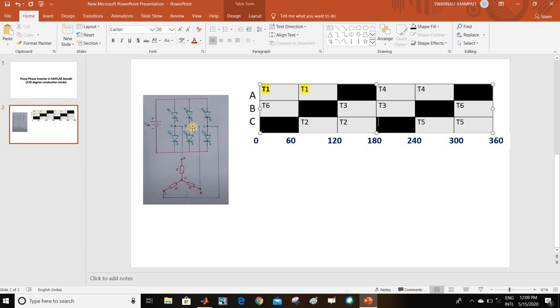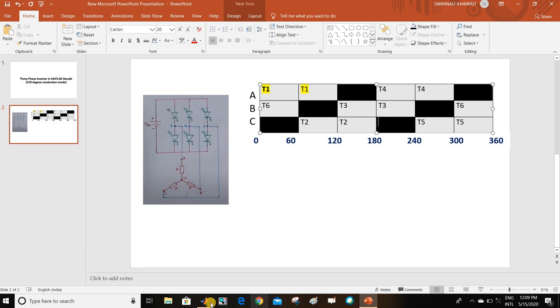So same thing, minus VDC into the impedance of the branch across which we want to measure the voltage. So minus VDC into Z by total impedance of the circuit, that means Z plus Z. So minus VDC into Z by 2Z. So it will become minus VDC by 2 for VBN, and for VCN it will become 0. This is for 0 to 60 degree span.